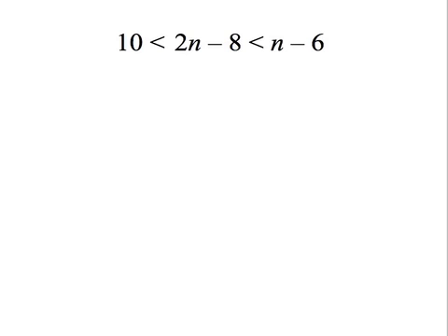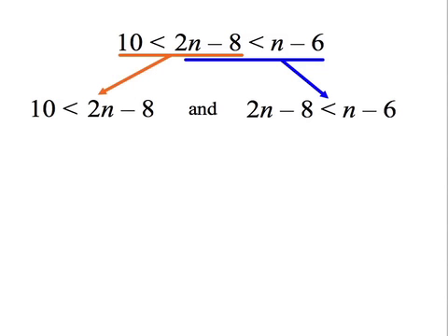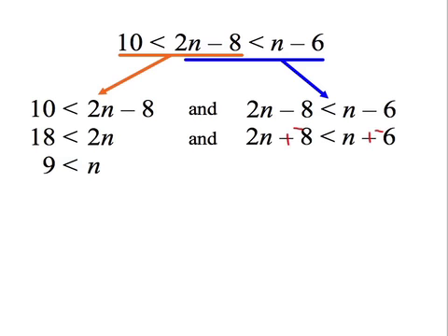And on this one, we're going to take a look at this and see how this might be a special case. We divide it into our two inequalities separated by the word and. On the one on the left, we're going to add 8 to both sides and then divide by 2. And on the one on the right, we're going to apply the definition of subtraction. Then we're going to add 8 to both sides, and we're also going to add a negative n to both sides. And so now we have 9 is less than n, and n is less than 2.